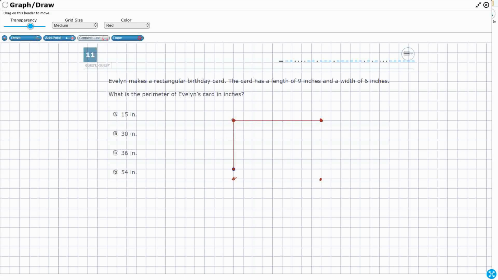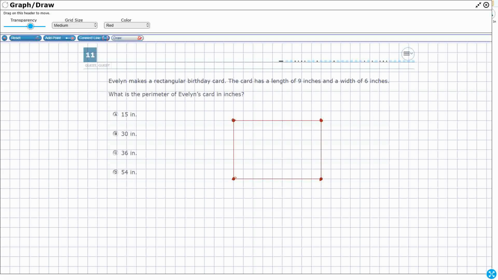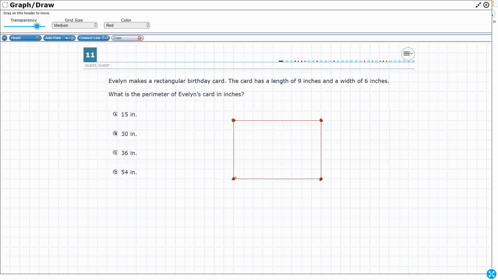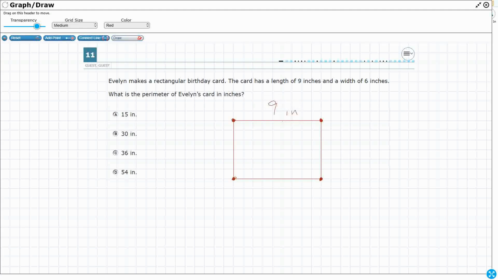Let's make sure we get them all in the correct spots. All right. So we have our rectangle here, and we're going to make this a length of 9 inches. And we're going to make this a width of 6 inches. Now, the reason I wanted to do this is because a lot of times in third grade, we will talk about perimeter, and we'll also talk about area, and they are not equal. And so the hard part is to figure out which one is which.